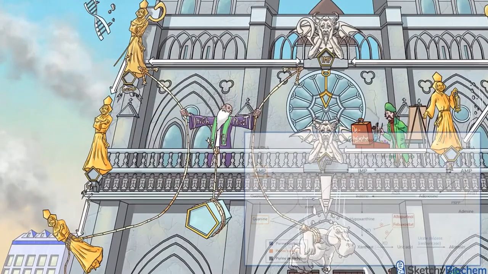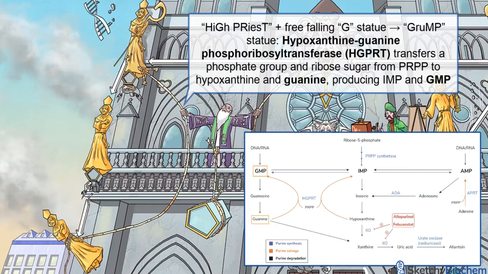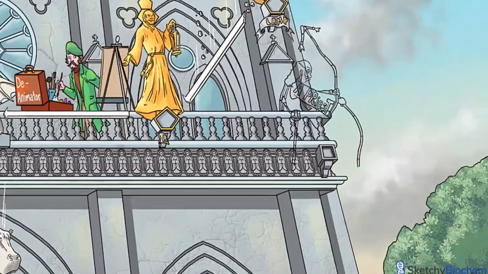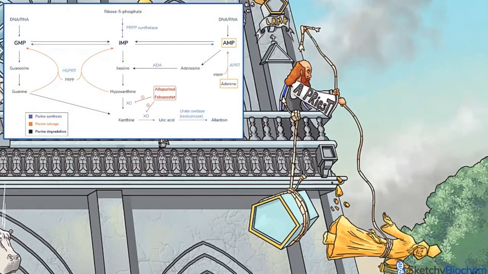Looks like we aren't done just yet with the high priest. He's also trying to save the falling grump statue because HGPRT can also make GMP directly from guanine. Okay, we've talked about guanine and hypoxanthine, but what about adenine?